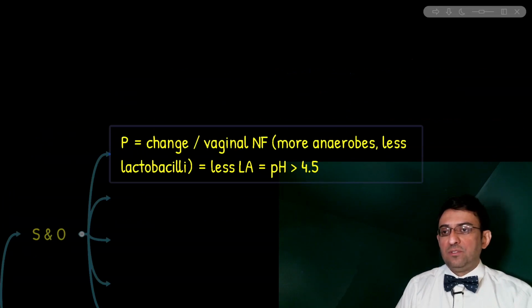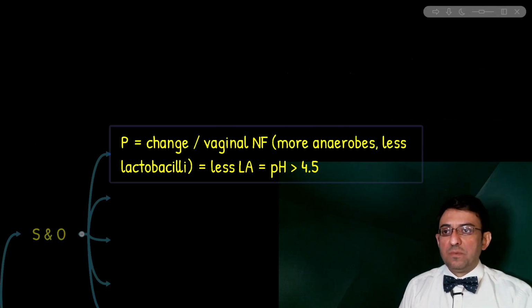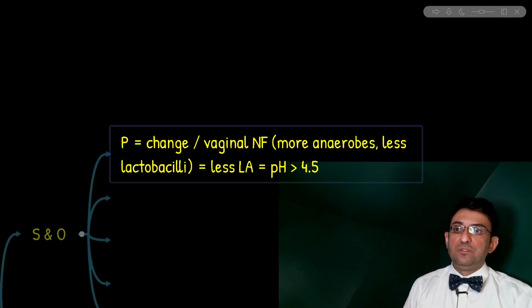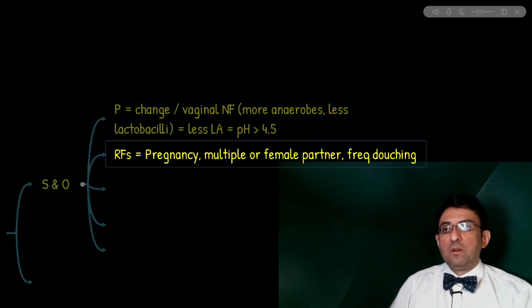What do you expect to see the vaginal pH in bacterial vaginosis? Because anaerobe Gardnerella vaginalis outgrows lactobacilli, we have less lactate production, and therefore pH would increase to values greater than 4.5. What are the risk factors of bacterial vaginosis? Always remember, pregnancy, multiple sexual partner, female sexual partner, smoking, and frequent douching are the risk factors.